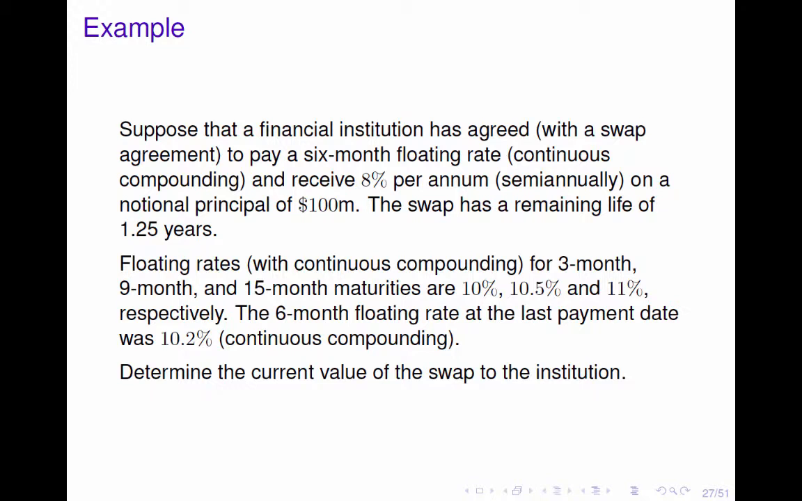Given the floating rates for 3 months, 9 months, and 15 months maturities are 10%, 10.5%, and 11% respectively, and that the 6 months floating rate at the last payment date was 10.2%. Determine the current value of the swap to the institution.